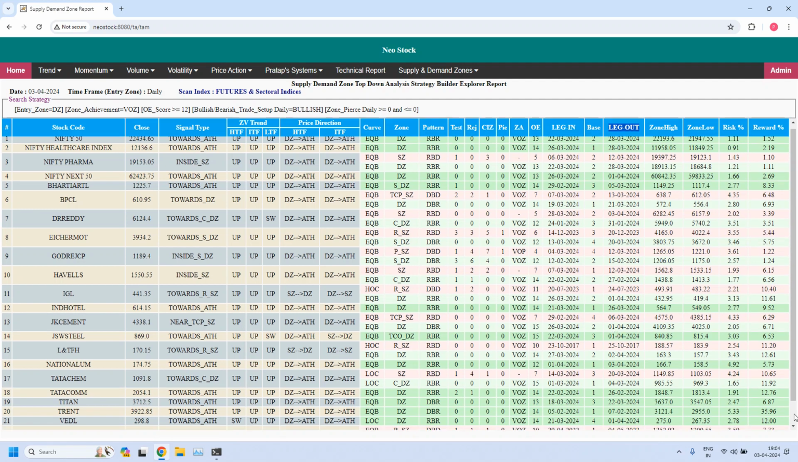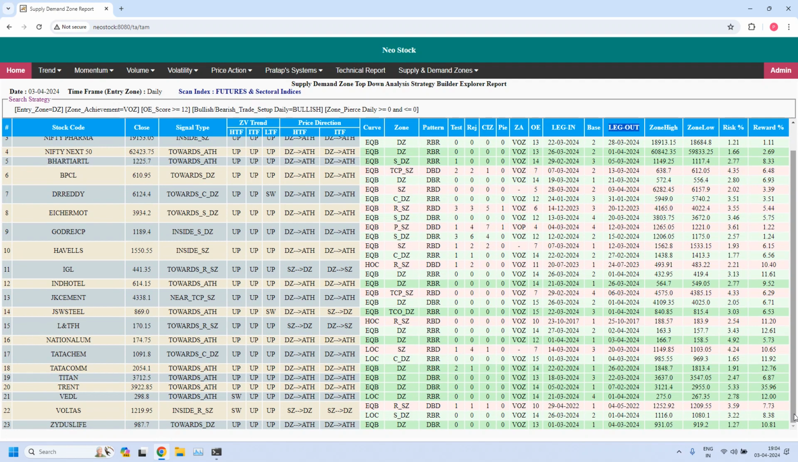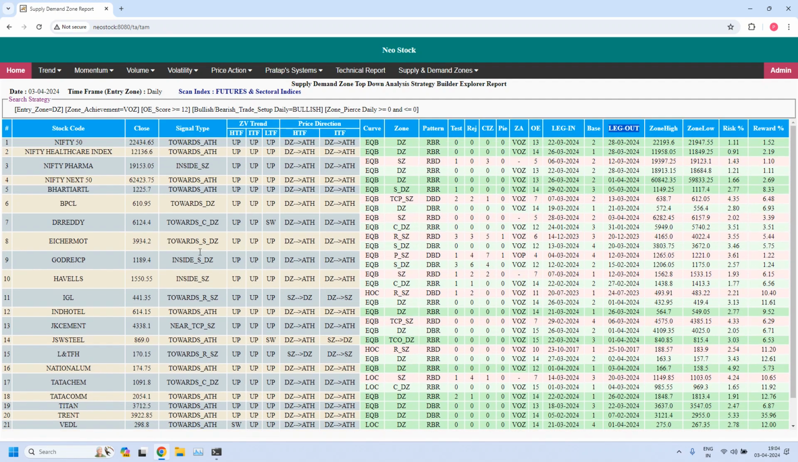So let me scroll down. Total 23 stocks are filtered. Check whether any of these stocks are near the demand zone. If they are near the demand zone, probably you get trade opportunities in the next 1 or 2 days. If they are not near the demand zone, probably you need to wait for more time until the stocks enter into the zone.